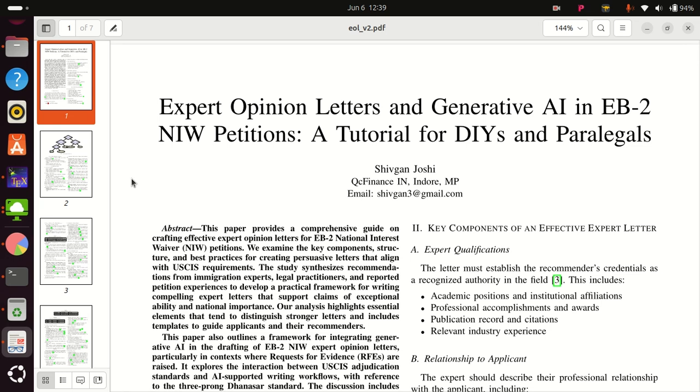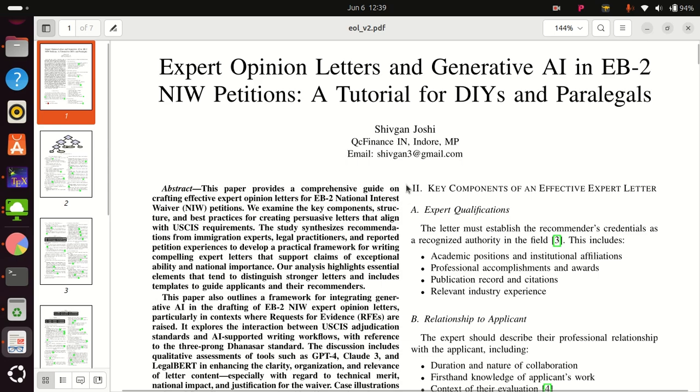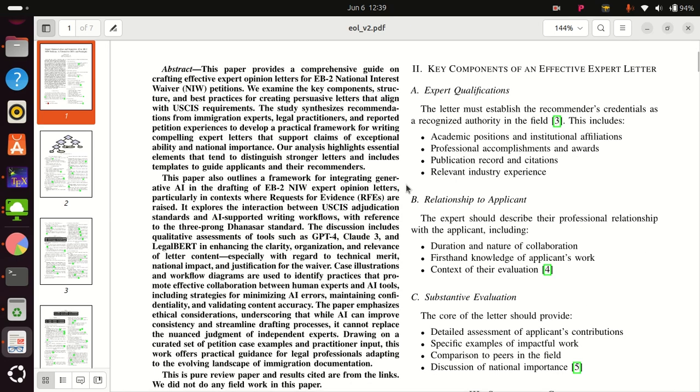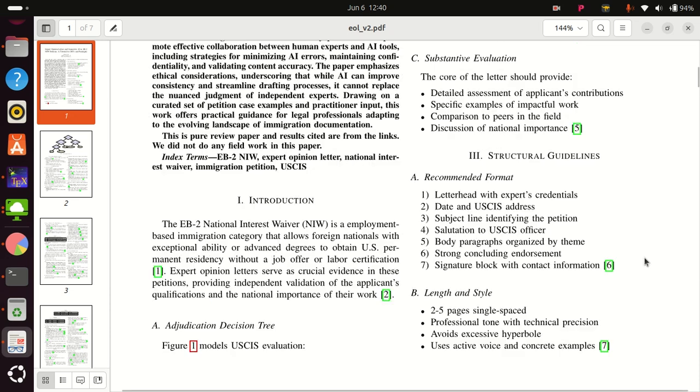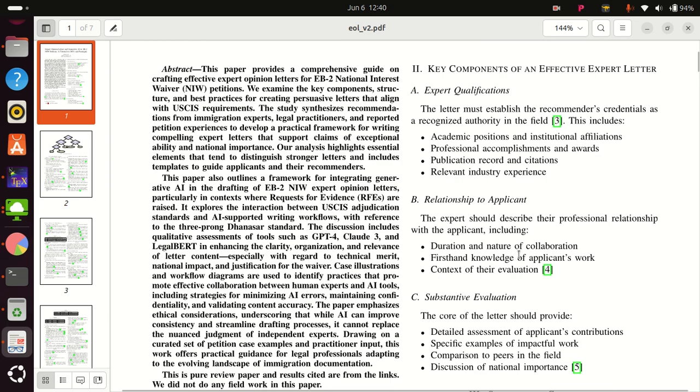We are now looking at expert opinion letters and how to use generative AI and be careful, especially for do-it-yourself and paralegals. The opinion letter is one of the most important parts. A lot of people miss them, and then they get a letter, and then they get an RFE. So in this work, we'll understand what an expert opinion letter is and some of the pitfalls and challenges when you use generative AI, especially about hallucination and wrong and unsubstantiated linkages.